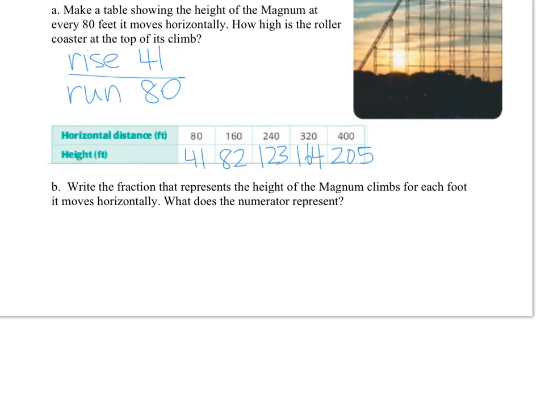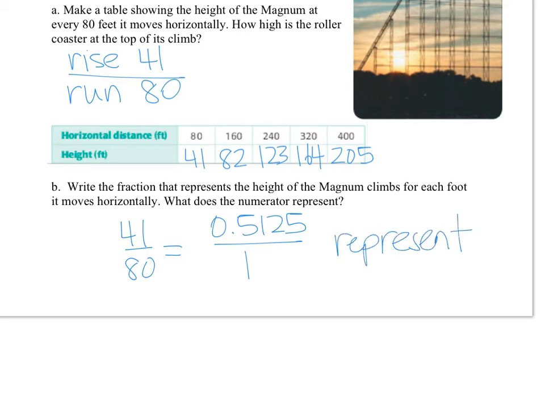Write the fraction that represents the height the Magnum climbs for each foot it moves horizontally. What does the numerator represent? Okay, so rise over run equals, and this represents the slope. And the reason that we did divide that out is it does say each foot, so that's each 1 foot.